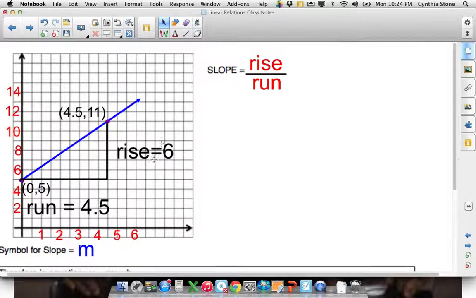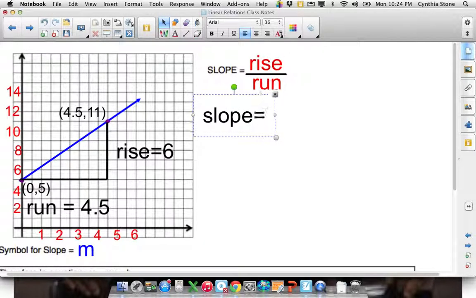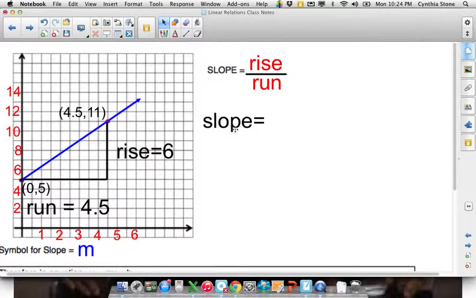Okay, so what that tells me then, if I want to calculate slope, it's rise over run. So the rise is 6, and the run is 4.5. And usually you calculate that. You say, what's 6 divided by 4.5?